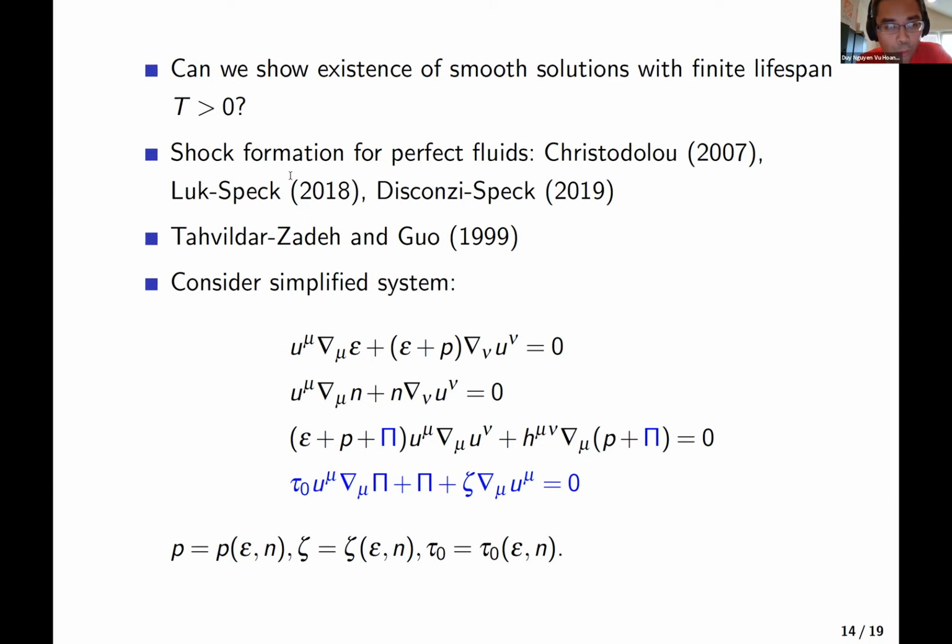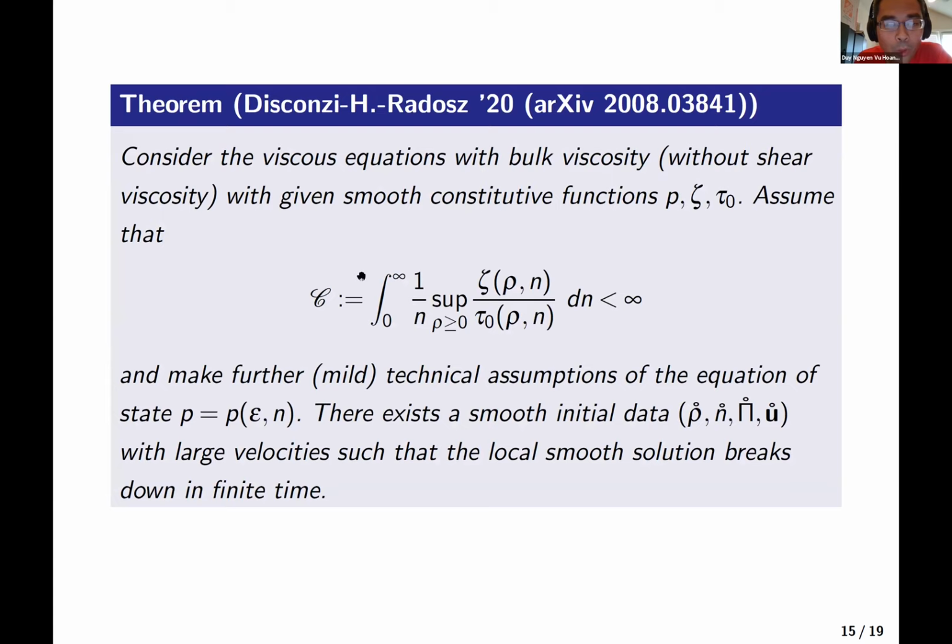Instead, what we did is we went back to a very nice result by Shadi and Yan Guo from 1999, and taking that as a starting point, but extending that result, we were able to find a singularity formation result, but only for a simplified system where we dropped the shear stress completely. But still, we have a very general equation of state, and we make otherwise just this key assumption, but apart from that, these coefficients can be very, very general, and also the pressure can be very, very general.